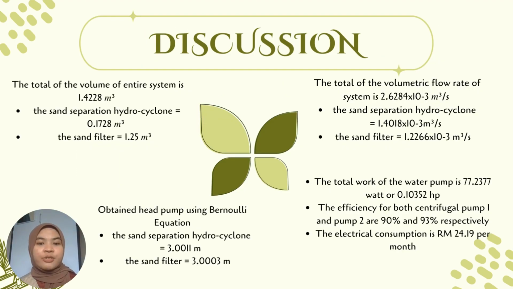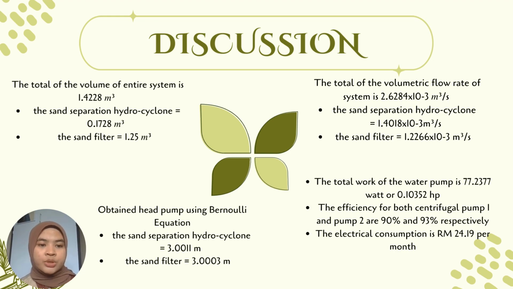For the discussion of our project, the total volume of the entire system is 1.4228 meter cube, which is 0.1728 meter cube for the sand separation hydrocyclone, and 1.25 meter cube for the sand filter. The total volumetric flow rate of our system is 2.6284 times 10 to the power of negative 3 meter cube per second, which is 1.4018 times 10 to the power of negative 3 meter cube per second for the sand separation hydrocyclone, and 1.2266 times 10 to the power of negative 3 meter cube per second for the sand filter.